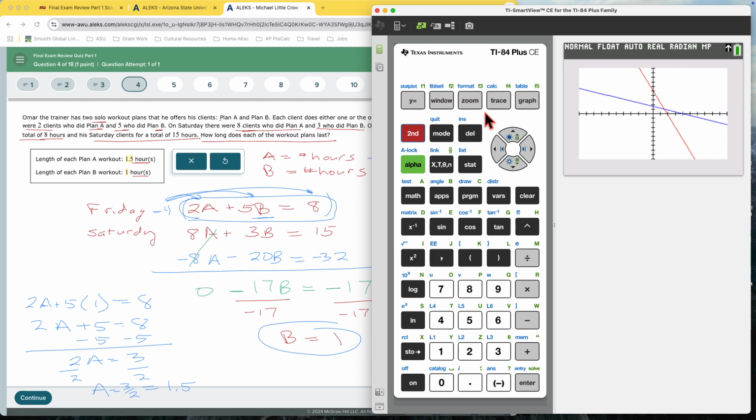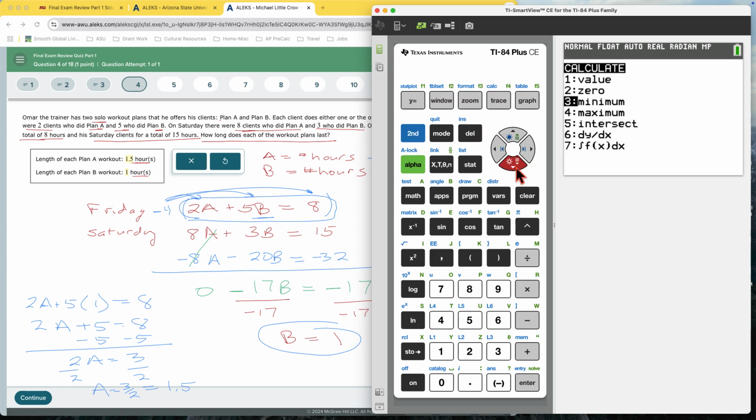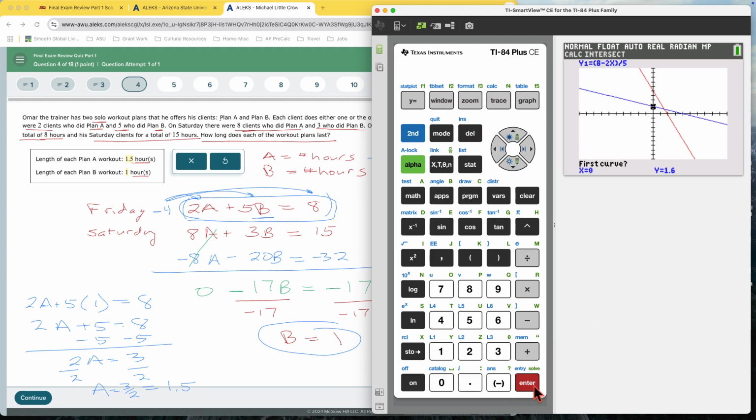And you can find this by second calc, intersect. I'm on the first curve. I just say, yep, that's it. I say enter. Notice the spider jumps to the second curve, second line. I say, yep, that's it. Just enter. It asks me for a guess with a question mark. I just hit enter. And it finds it. A is 1.5, B is 1. So another way to do it, a good way to double check your work, is to do it two different ways.